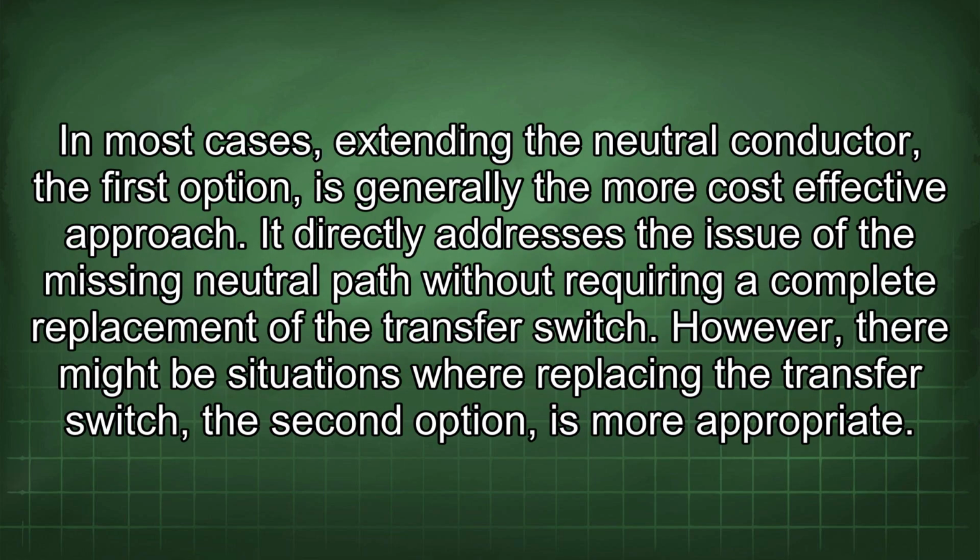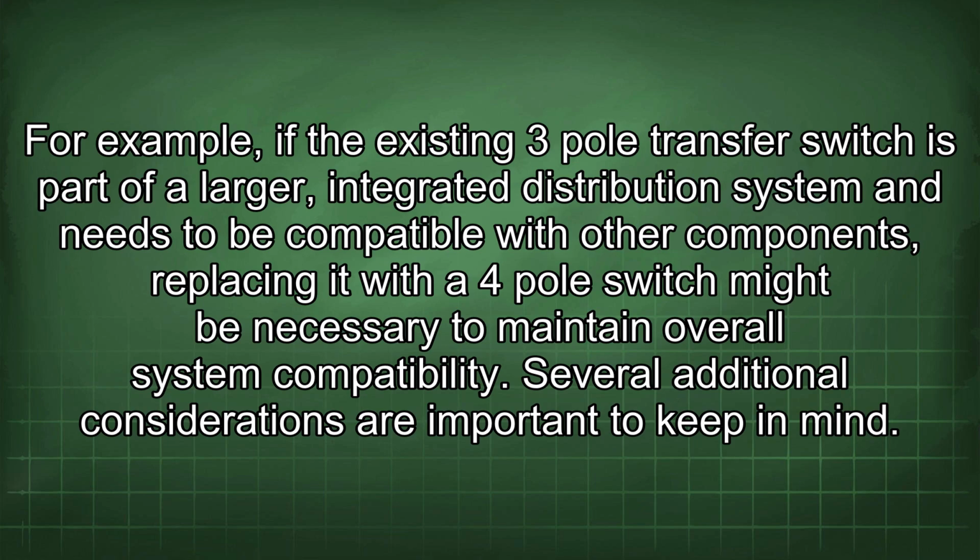In most cases, extending the neutral conductor, the first option, is generally the more cost-effective approach. It directly addresses the issue of the missing neutral path without requiring a complete replacement of the transfer switch. However, there might be situations where replacing the transfer switch, the second option, is more appropriate. For example, if the existing 3-pole transfer switch is part of a larger, integrated distribution system and needs to be compatible with other components, replacing it with a 4-pole switch might be necessary to maintain overall system compatibility.